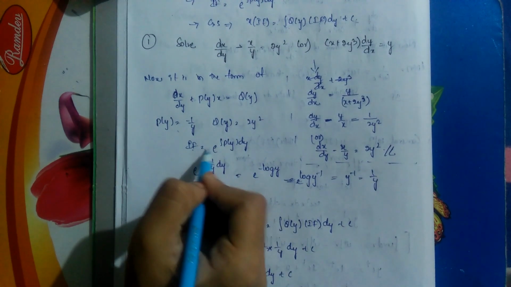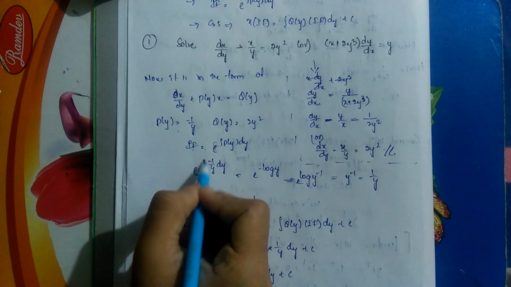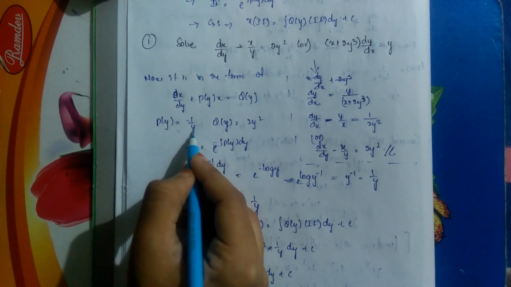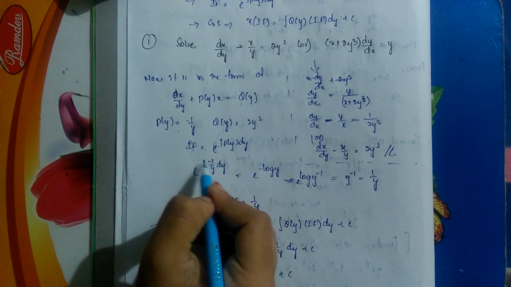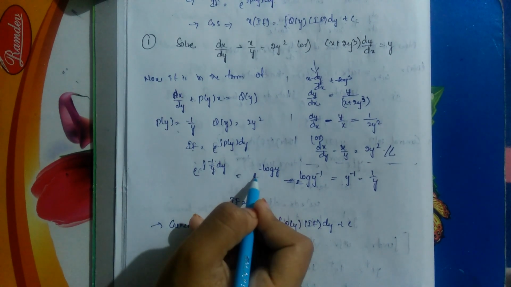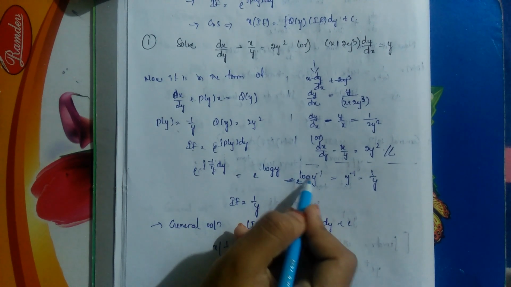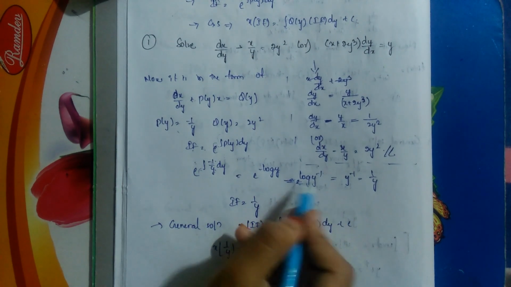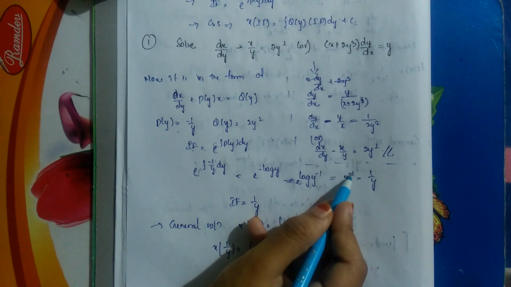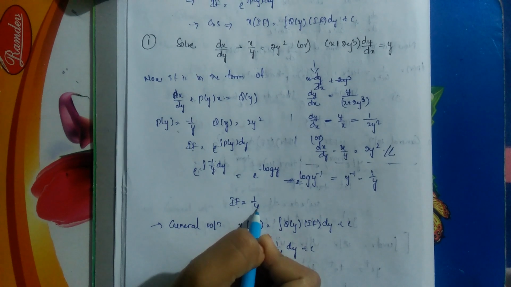Then the integrating factor will be e to the power of integration of p of y into dy. Then e to the power of integration of minus 1 by y dy, and the integration of 1 by y is log y, so that equals e to the power of minus log y, which can be written as e to the power of log y to the power of minus 1. Then that equals y to the power of minus 1, which can be written as 1 by y. So this is the integrating factor.